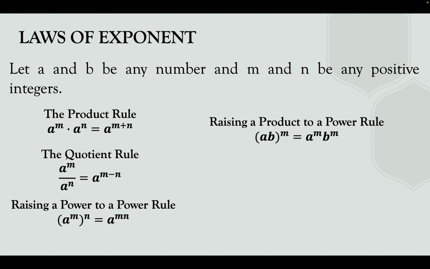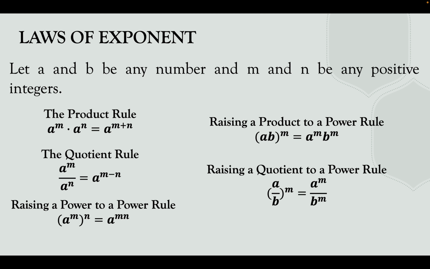Raising a product to a power rule. Here we have two or more variables: a and b raised to m. You just need to distribute the exponent, so you have a raised to m times b raised to m. Raising a quotient to a power rule works the same way. If you have a numerator and denominator raised to a power, you distribute the exponent to the numerator and denominator, so you will get a raised to m over b raised to m.